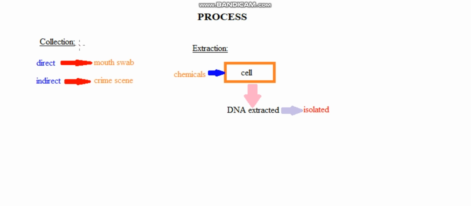Before the actual process of DNA profiling, DNA must first be collected and then extracted in order to be analyzed. Collection may either be direct, for example through mouth swab, or it may be indirect, for example through the evidence or sample left by an offender at a crime scene. As for the extraction, the cell is bombarded with chemicals which cause it to break down, ultimately releasing the DNA, which is then isolated from the rest of the cellular components.